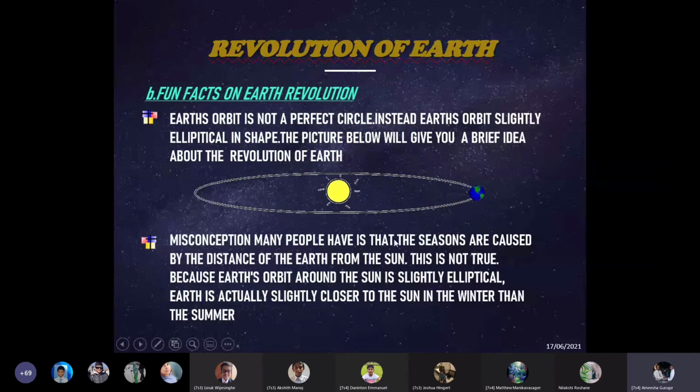A misconception many people have is that the seasons are caused by the distance of the Earth from the Sun. This is not true. Because Earth's orbit around the Sun is slightly elliptical, Earth is actually slightly closer to the Sun in the winter than in the summer.